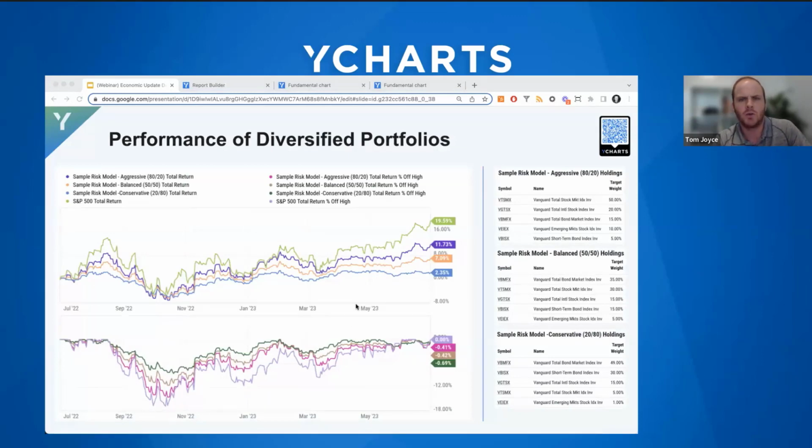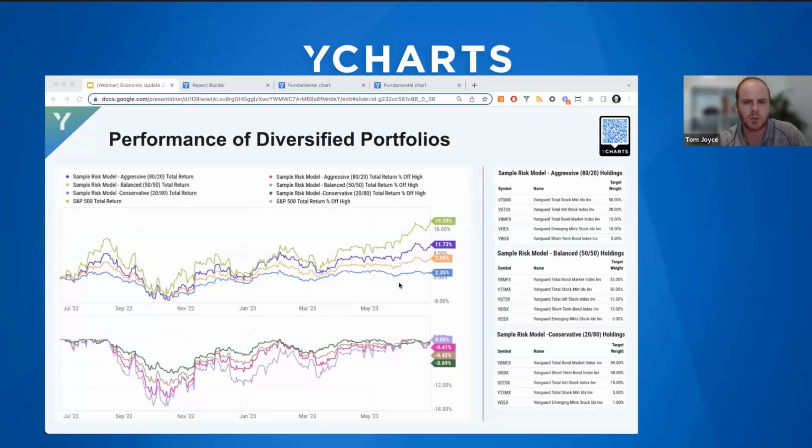Now shifting into a more custom look here. So we've aggregated some diversified portfolios, and you can see the allocations located on the right-hand side of the screen. For example, we've taken a look at an all-stock index with the S&P 500, and then an 80-20 aggressive portfolio, a 50-50 balanced portfolio, and then a 20-80 conservative portfolio. We've taken a look at this exercise before, for those of you that have joined us in the past.